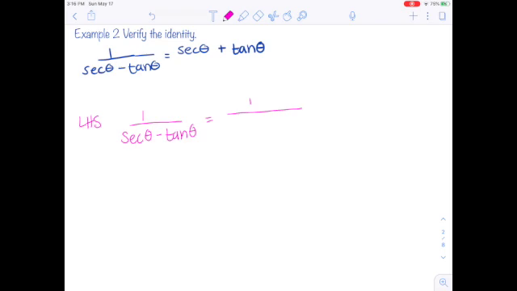So for this next step, I'm just switching to 1 over cosine for secant and sine of theta over cosine of theta. I don't know if that's going to help me, but let's give it a shot. Just a shot in the dark. We can combine that denominator. So 1 over, let's make common denominator. We have 1 cosine of theta. So 1 minus sine of theta.